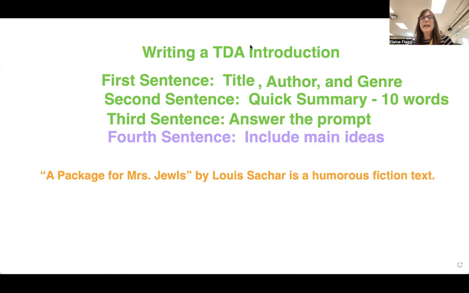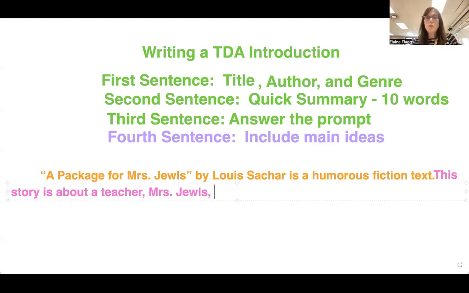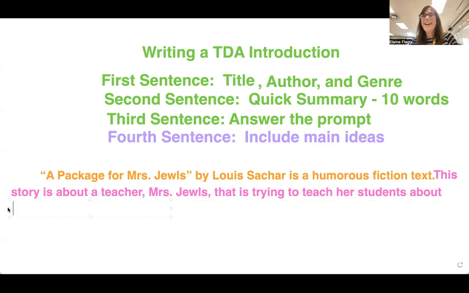So let's go on to the second sentence. The second sentence is a quick summary in 10 words or less. This story is about a teacher, Mrs. Jewls. Okay, let me make that longer. Mrs. Jewls that is trying to teach her students about, what was it? Gravity.